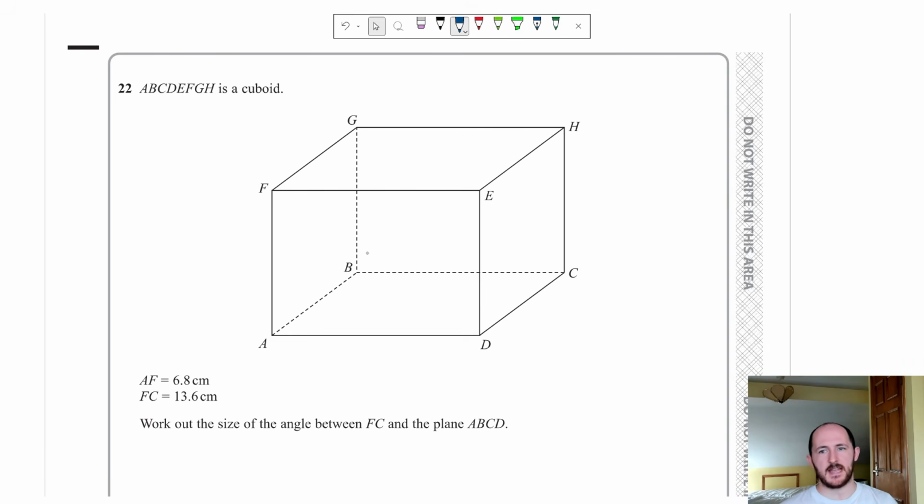3D trigonometry and/or Pythagoras, I don't know yet because I haven't read the full question. Again, something that a lot of students worry about, and it is very difficult to visualize, so I fully understand. So hopefully I'm going to show you some tricks here which make it a bit easier for you to visualize.